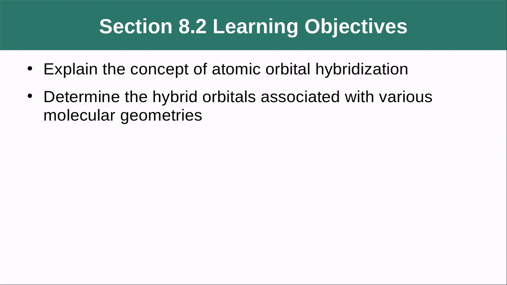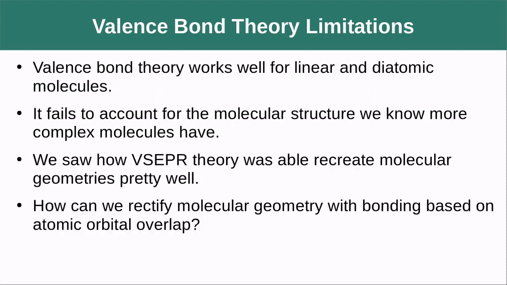In section 8.2, we're going to explain the concept of atomic orbital hybridization. And we're going to determine the hybrid orbitals associated with various molecular geometries. So valence bond theory works well for linear and diatomic molecules, but it fails to account for the molecular structures we know more complex molecules have. We saw how VSEPR theory was able to recreate the molecular geometries pretty well. But how can we rectify molecular geometry with the bonding based on atomic overlap?